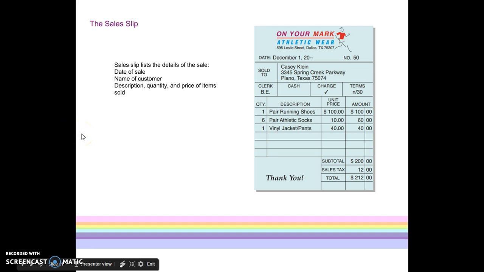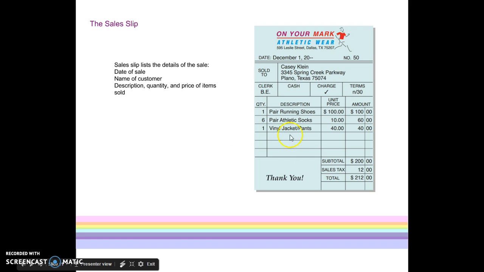Let's take a look at the sales slip. This is something similar to what a customer would receive. So in this particular example, On Your Mark Athletic Wear is the organization that is sending out the slip to customer Casey Klein. Casey Klein has purchased 1 pair of running shoes, 6 pair of athletic shoes, and 1 vinyl jacket, and the prices are indicated there on the sales slip. There is a subtotal for the amount of the items that were purchased. Then added to that is a sales tax for a total amount that is to be charged to the customer.